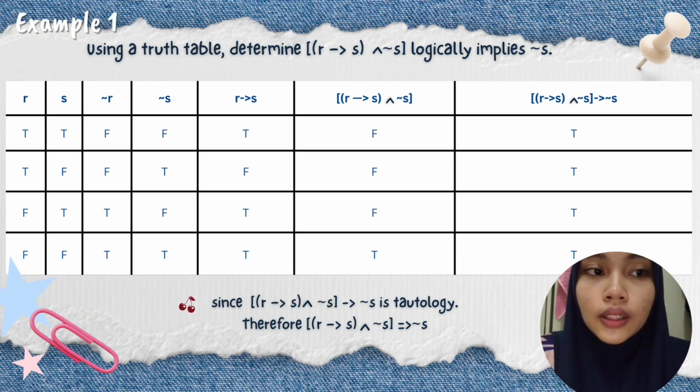So since (R implies S) and not S implies not S is a tautology, therefore (R implies S) and not S logically implies not S.